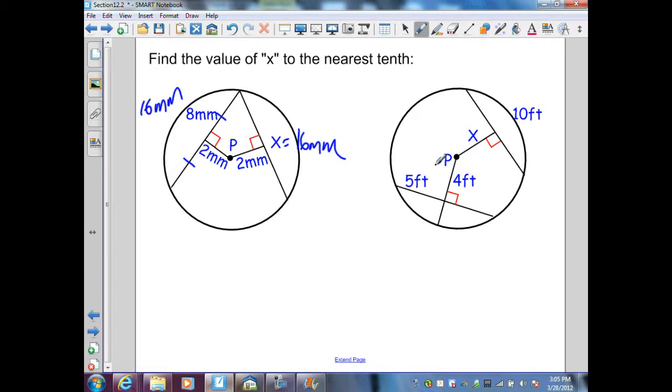In this diagram, I know that the radii are perpendicular to the chords, therefore the chords are being bisected. Since part of this chord is 5 feet, the other part is 5 feet. And therefore I know the entire chord is 10 feet. When chords in the same circle are congruent, both are 10 feet, they are equidistant from the center of the circle. Therefore, x must be 4 feet.